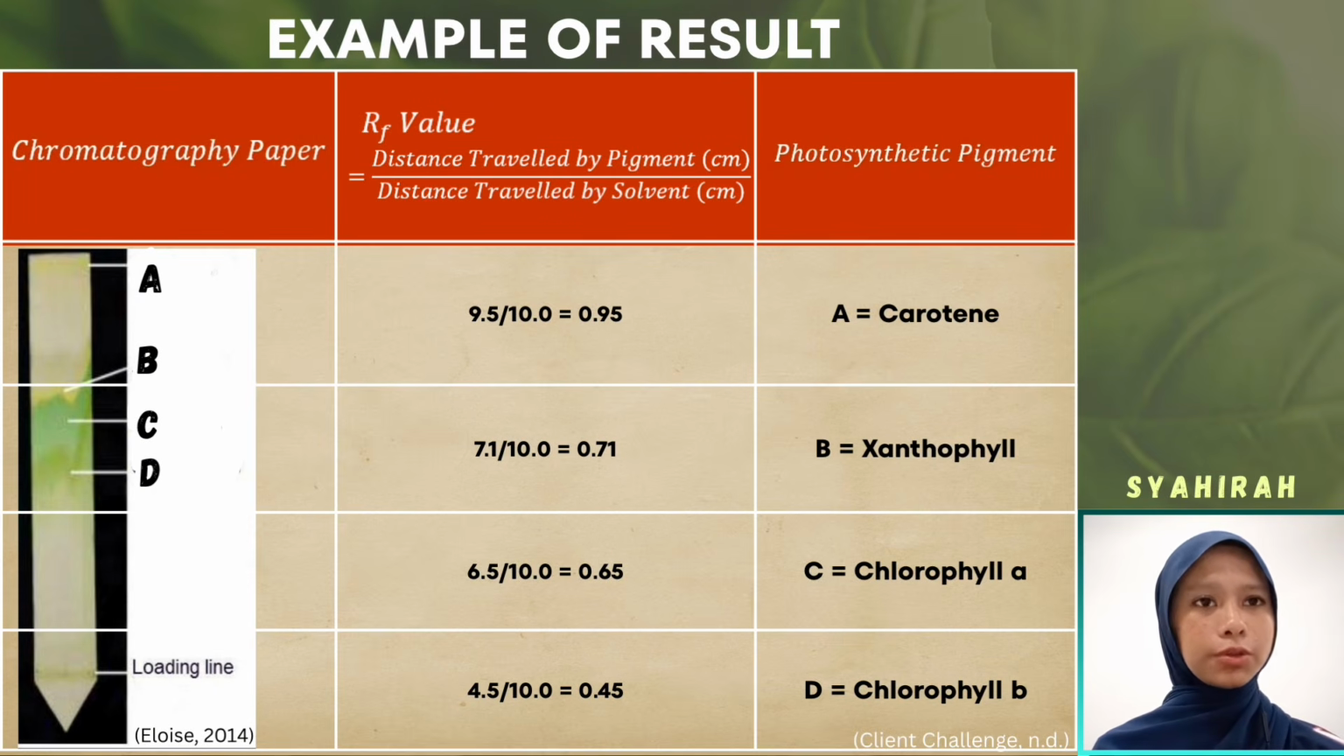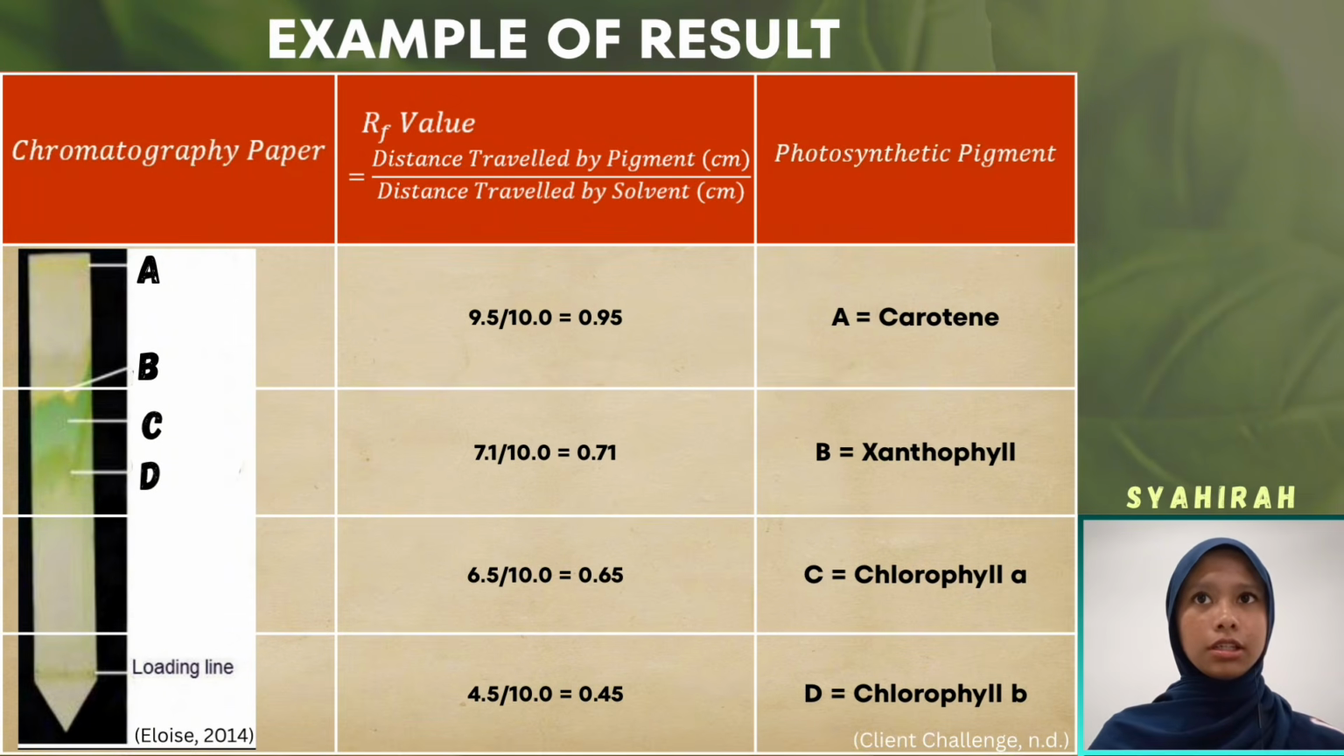So the RF value matches the standard RF value of carotene. Therefore, band A is identified as carotene. Next, we have band B. We have the distance traveled by pigment, which is 7.5 cm, divided by distance traveled by solvent, which is 10 cm, and we got the RF value 0.71. And this RF value matches the standard RF value of xanthophyll. Therefore, band B is identified as xanthophyll.